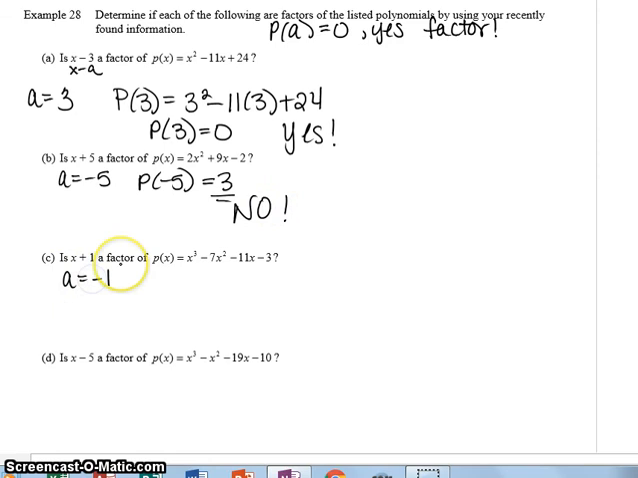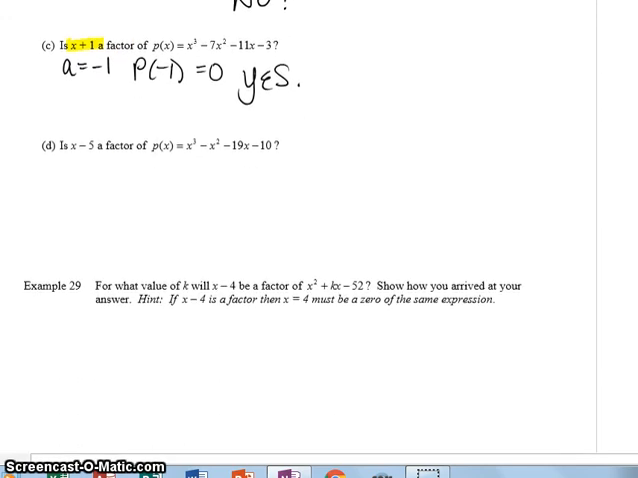Next one. A is -1. So P of -1, you substitute in a -1 right here. And I end up with 0, so the answer is yes. Now remember, what are we answering yes to? It means that that's a factor. That this is a factor, okay? B, x plus 5 is not a factor. Why? Because it has to come out P of A is equal to 0.